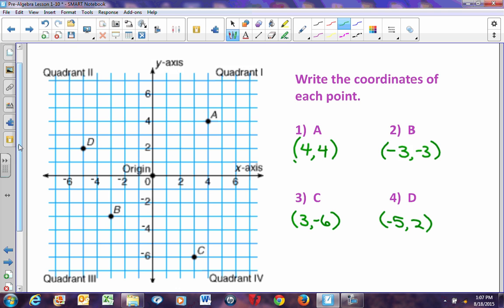put it in parentheses, and you're done. The simple matter of being able to graph things and being able to indicate what point it is or what axis it lies on. Once you understand the coordinate plane, it's actually fairly simple to do.